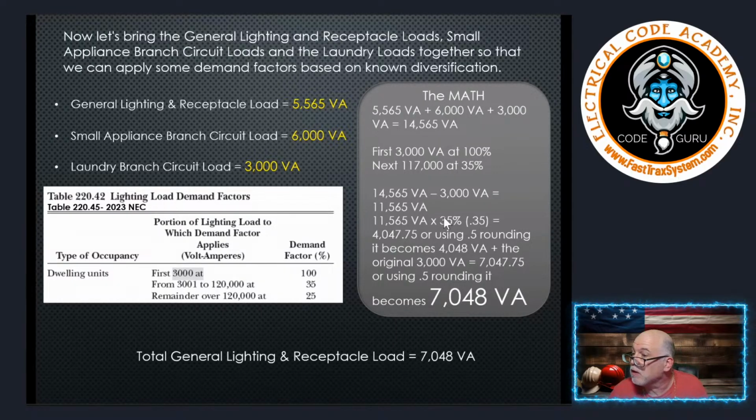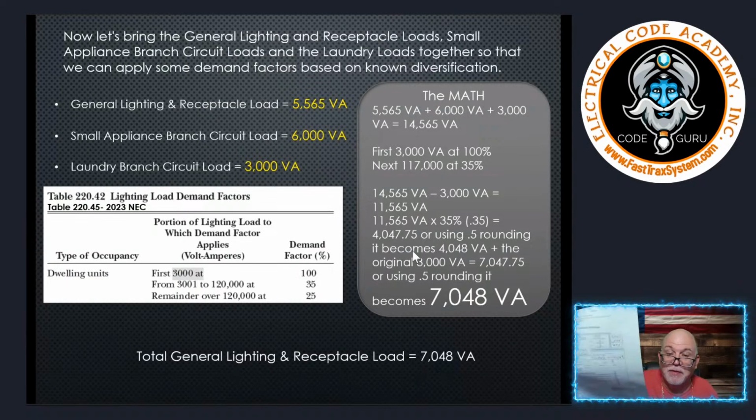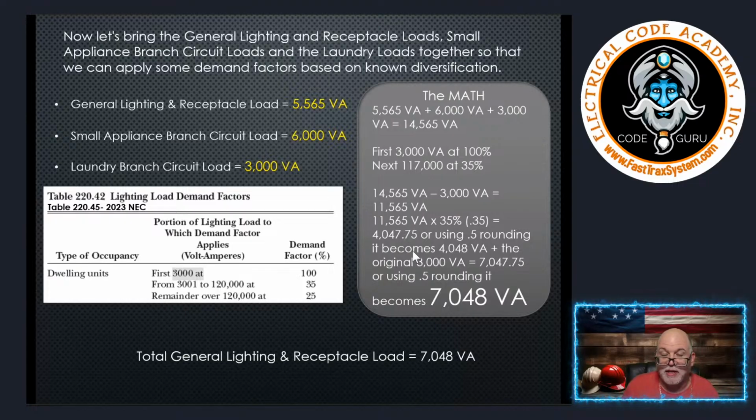No, excuse me, that was 4,048, excuse me. Somewhere at 4,048, okay? So that's what you'd get in box 8, okay? So basically 4,048 is the 35% of 11,565.